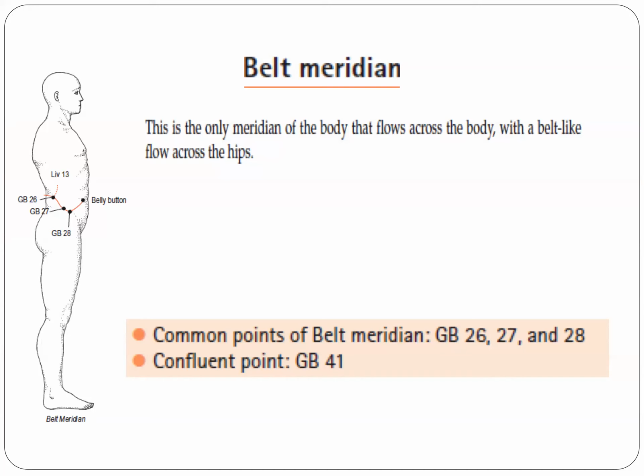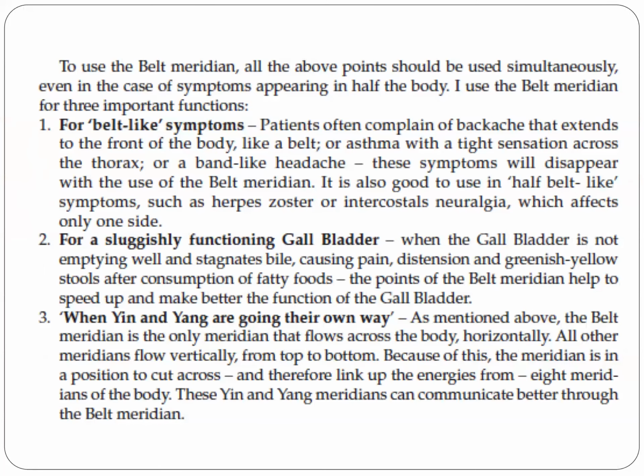Common points of the belt meridian: gallbladder 26, 27, and 28. Confluent point, gallbladder 41. To use the belt meridian, all the above points should be used simultaneously, even in the case of symptoms appearing in half the body. We use the belt meridian for 3 important functions.